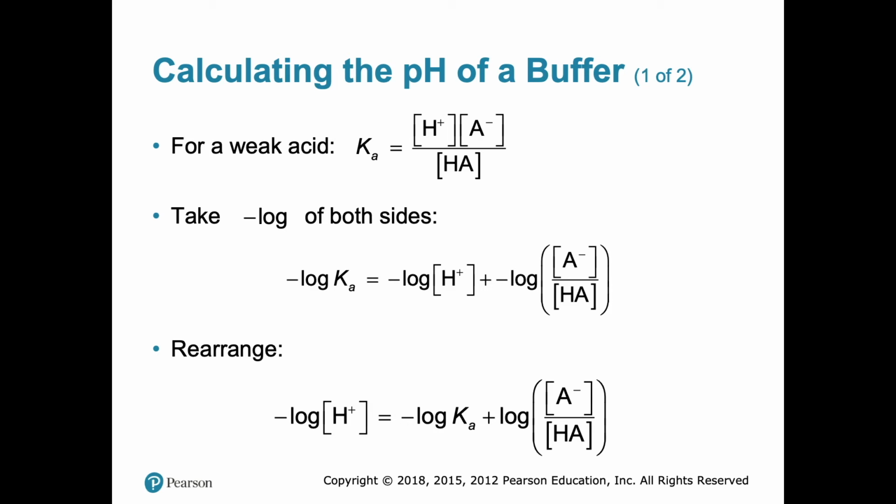Does that make sense? Okay, so if the negative log of the proton concentration, or hydronium ion concentration, is pH, what do we think we change this to here? The negative log of Ka.